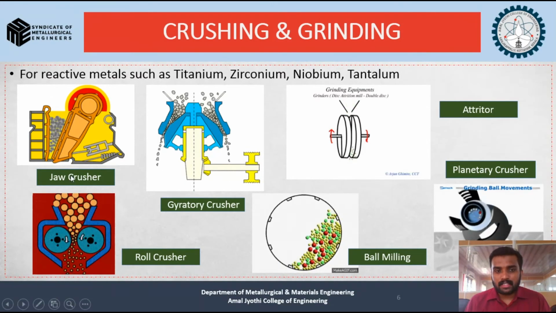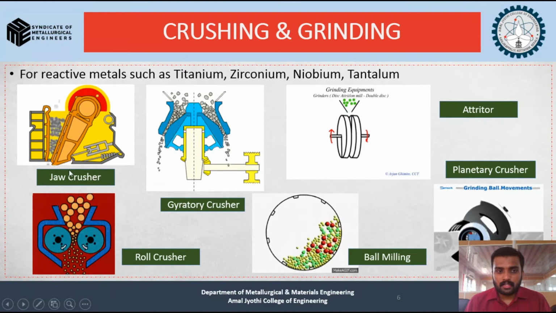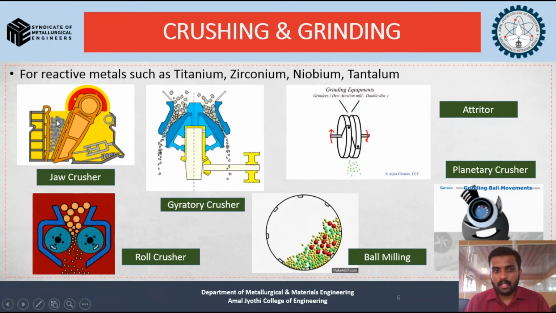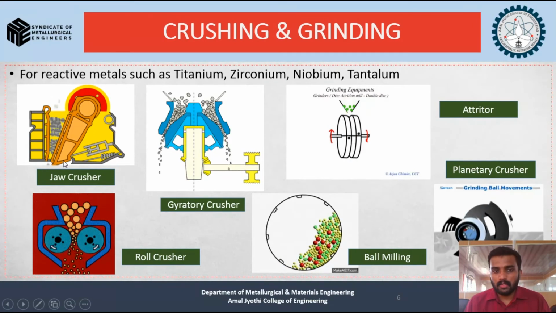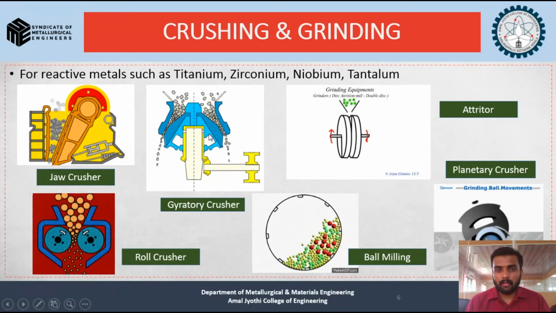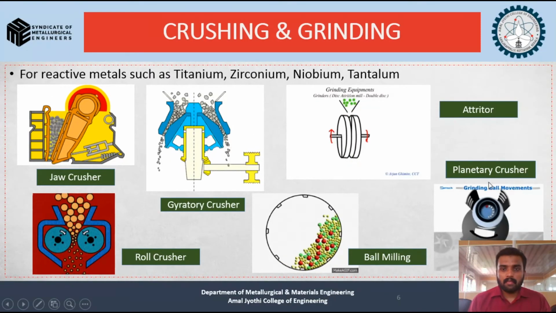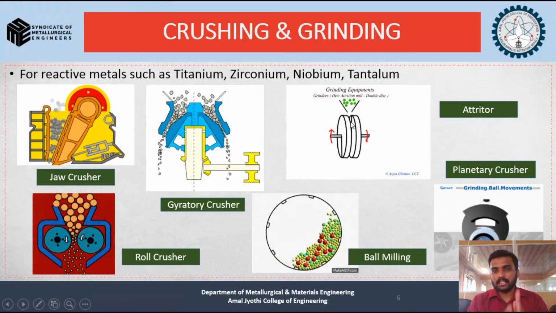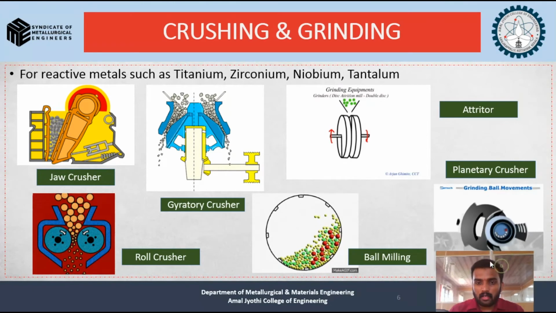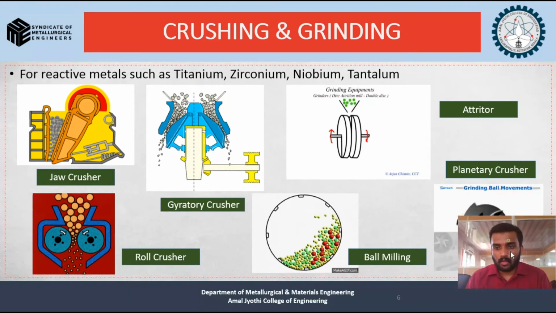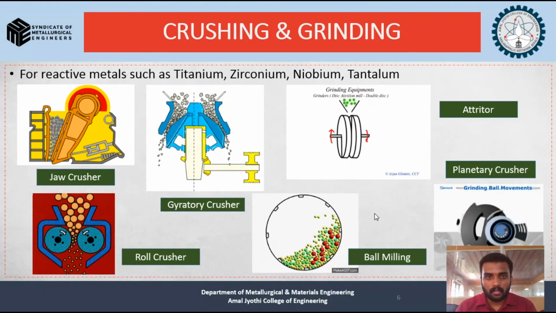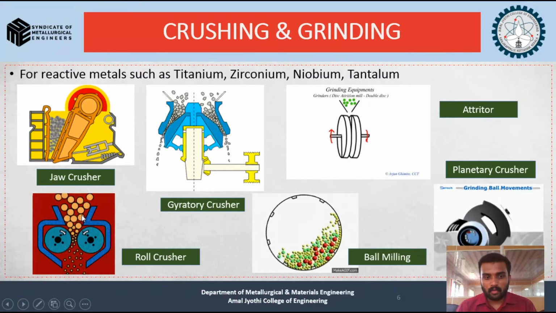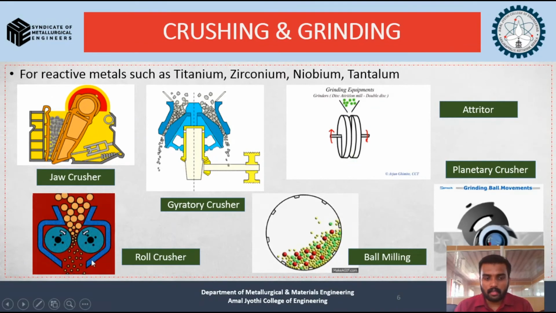we have jaw crushers. These are small GIF animations. Jaw crushers, as I mentioned earlier, have a fixed end and a moving end, and we are getting the final product in the output. And we have a gyratory crusher where we'll have a rotational movement, and we have attrition movement. Here the particle will be moving. This is an attrition disc kind of movement. And we have the ball mill, one of the most commonly used grinding operations. And we have roll crushers where coarser feed is added at the top, and we are getting finer product at the bottom.